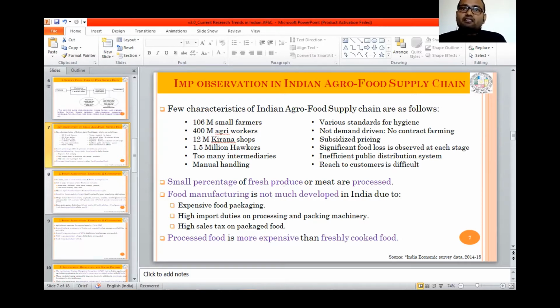And then there is a need to streamline or smoothen the public distribution system, as lots of food losses are observed in the current public distribution system. And in India, a very small percentage of food produce or meat is processed, and food manufacturing is not much developed. We have several reasons for this, like expensive food packaging, as the more advanced technologies are not available, high import duties on processing and packaging machineries, and high sales tax on packaged food. So it is an irony in a country like India that processed food is more expensive than freshly cooked food.